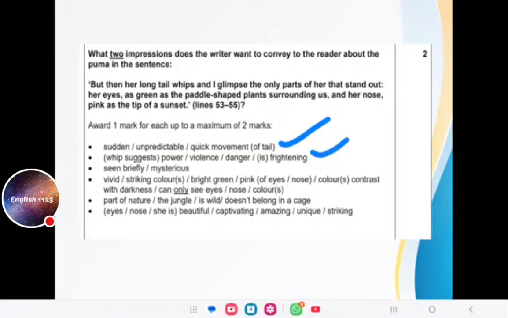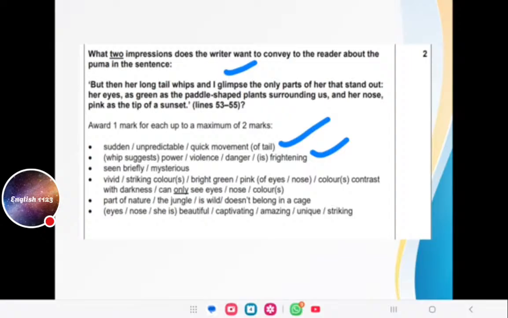Then seen briefly or as mysterious also. Only parts of her that I glimpse. Seen briefly is the 'I glimpse'. That means I just have a look at that. I do not see that for a longer period of time, but I just get a glimpse. That means I see the animal very briefly for just a few seconds.